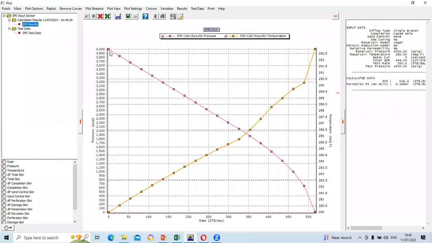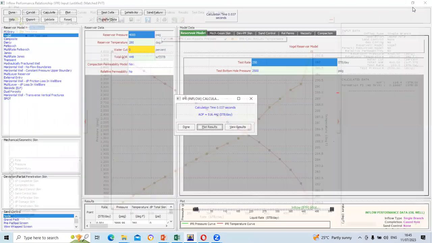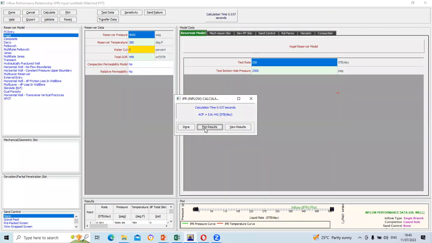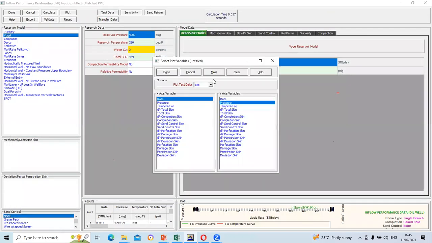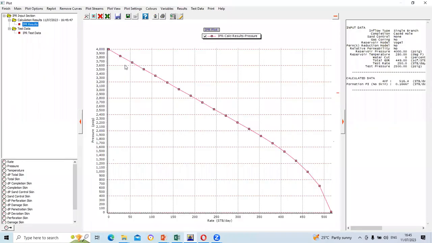So this is our IPR that has been generated. If we are able to draw this using Excel, if you followed our classes of last week, then you should not be surprised with whatever we have here. That's the temperature. Let me plot again. I could always take out the temperature, then I see just my IPR.